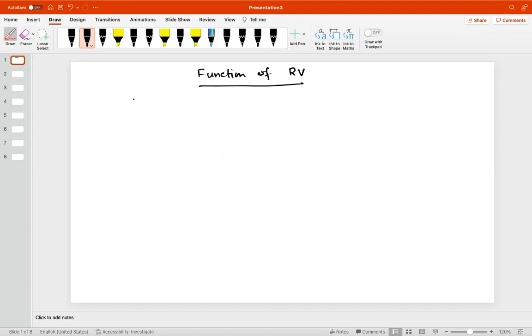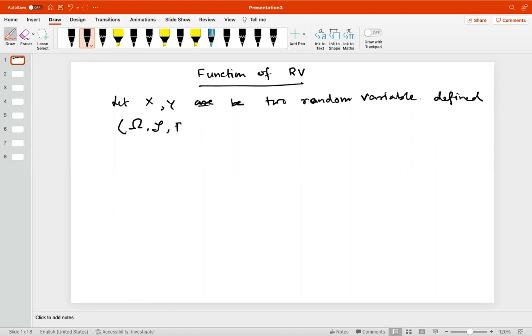Now we have some simple functions. Say X and Y are two random variables, which may not be a random vector. First, let's consider two random variables. That means (X, Y) together is a two-dimensional random vector, with both random variables defined on the same probability space (Omega, S, P). Now we define some important functions.